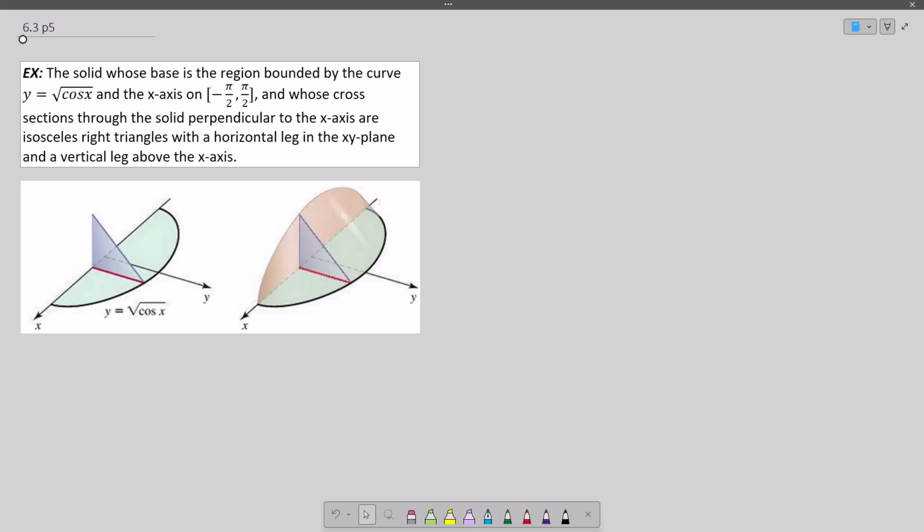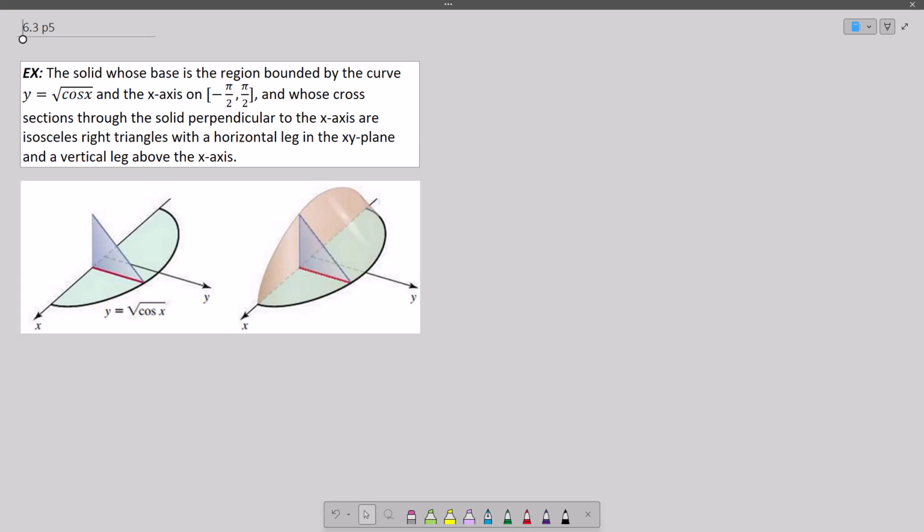Okay. We have a solid that's going to be created with these cross sections. This section is general slicing. For general slicing to work, we have to have a uniform cross section. So all the cross sections are squares, or all are discs, or all are triangles, whatever. So this says we've got a solid base that comes from the function on the interval negative pi over 2 to pi over 2.